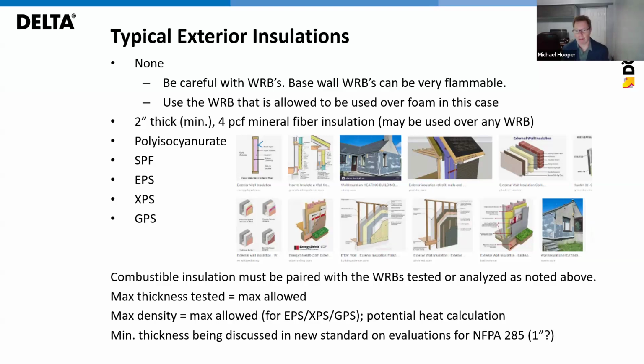So they need to be paired with weather resistive barriers that have been tested or analyzed. The maximum thickness needs to be recorded, and any substitutions have to be less than what has been passed. The density of the insulation is going to play a factor in what that heat calculation is, how much heat is generated when that material is burned. And again, that's peak heat release. That's also going to be flame and smoke propagation. Your minimum thicknesses are all going to be a consideration, not just from the NFPA standpoint, but also from your building code, thermal requirements of the building as well. So all these things need to be factored in.